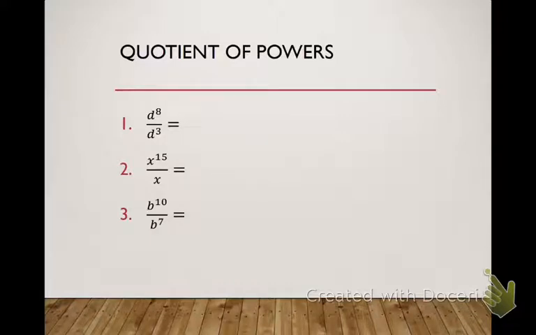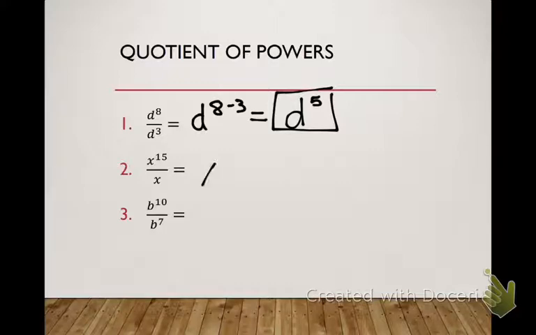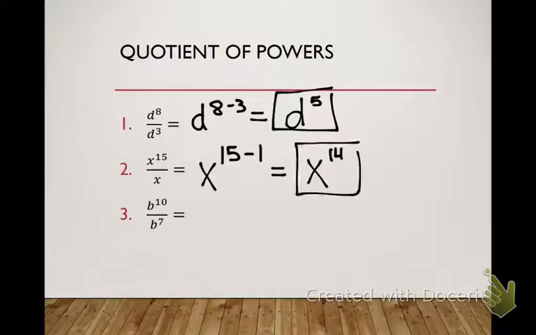Okay, go ahead and do your subtraction, and simplify these fractions using quotient of powers. Again, they all have the same base, so I can subtract my exponents. Okay, number 1, d to the 8 minus 3 is d to the 5th. Who got that right? Me. Number 2, x to the what? 15 minus 1, x to the 14th.